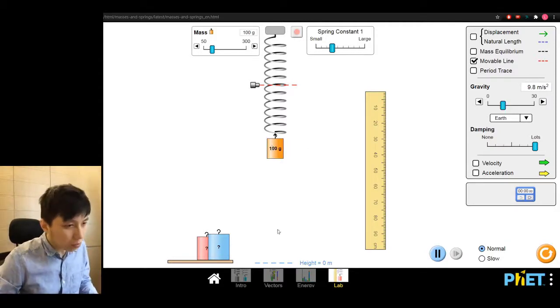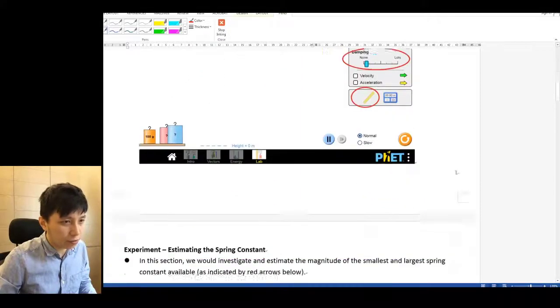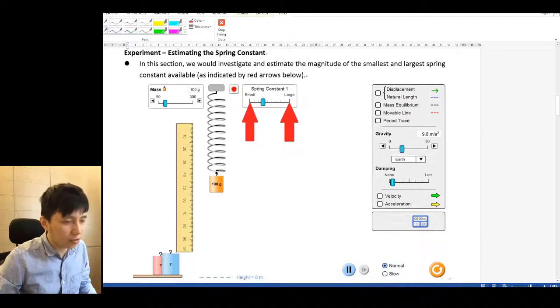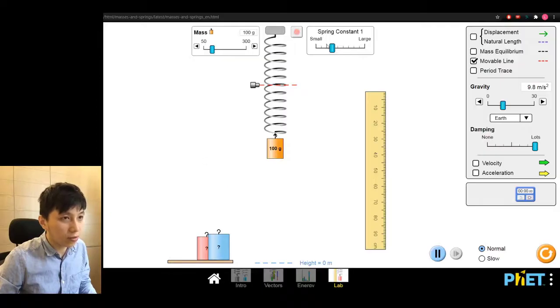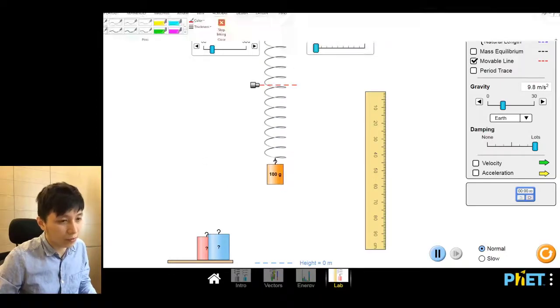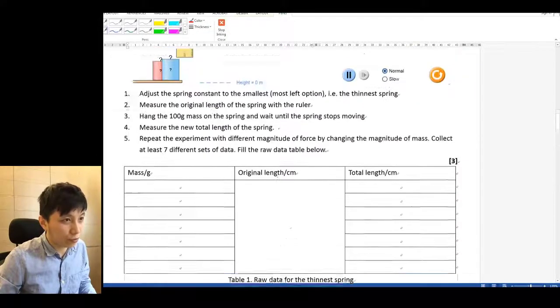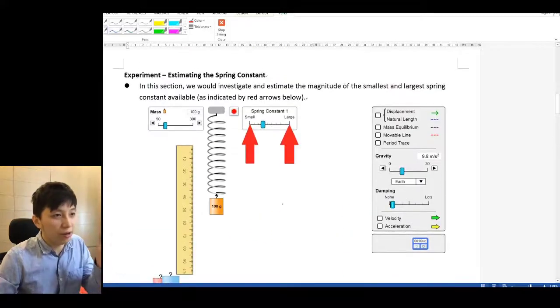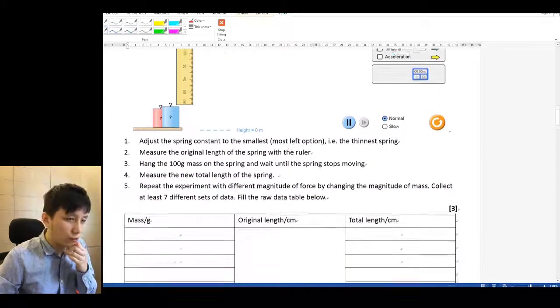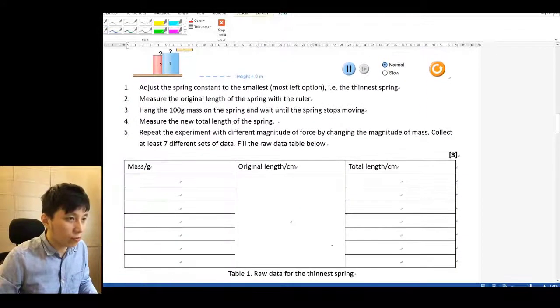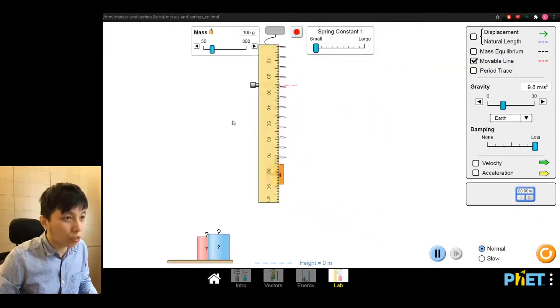Anyway, the first thing that we have to do is to change the spring constant to smallest first, because this is the first thing that I want you to do. And since you have done it already, I'm going to speed up a bit. What we have to do is to measure the original length.